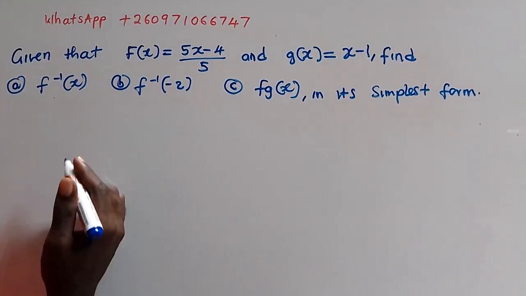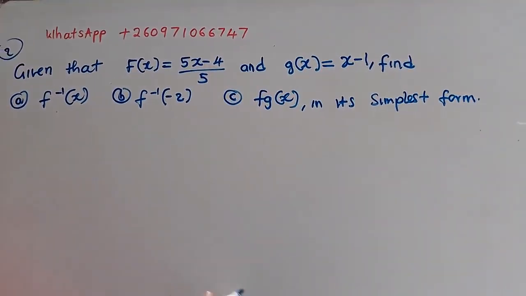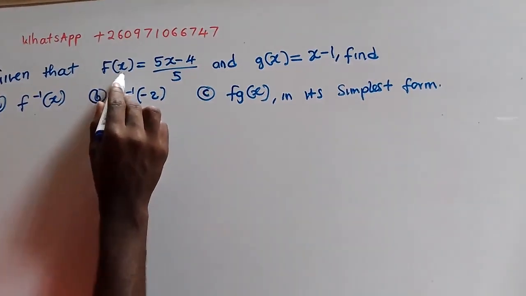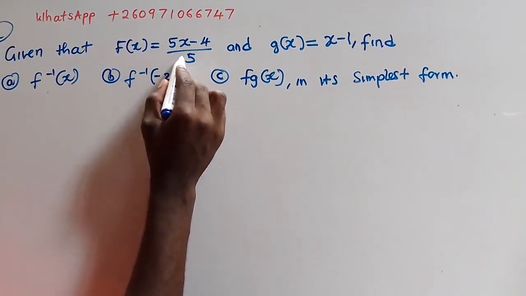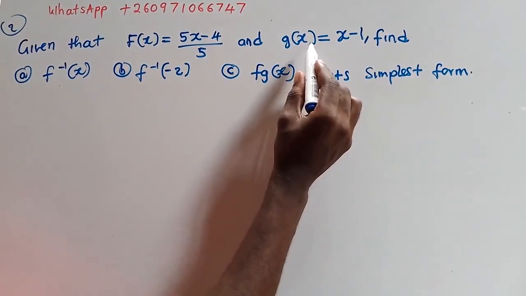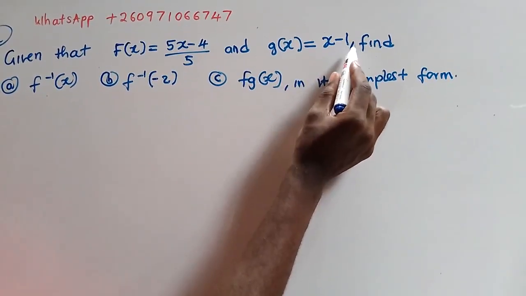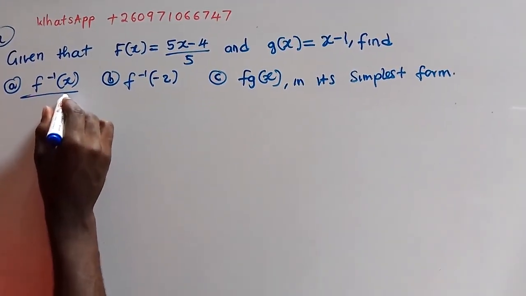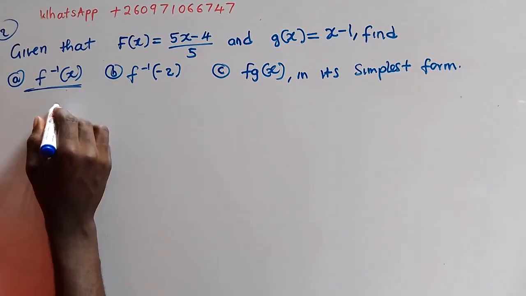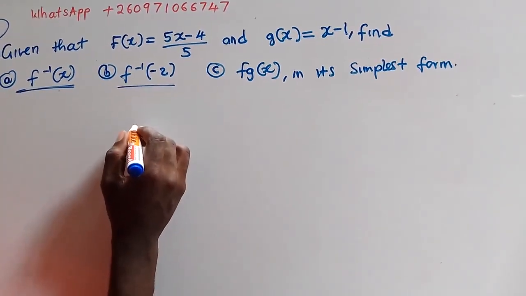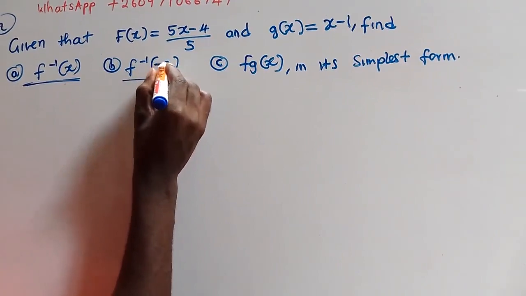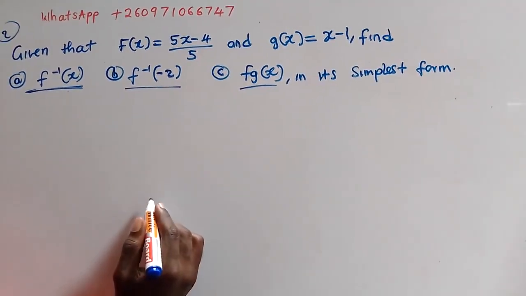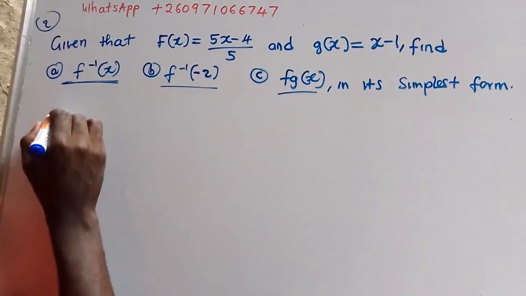So let us go to our question 2. So this is our question 2. The question is saying, given that f of x is equal to (5x minus 4) over 5, and g of x is equal to x minus 1, find, the first question we are told to find f inverse of x. So this is the inverse function of f. Then here we are also told to find f inverse of negative 2. From the inverse function, then these are composite functions.